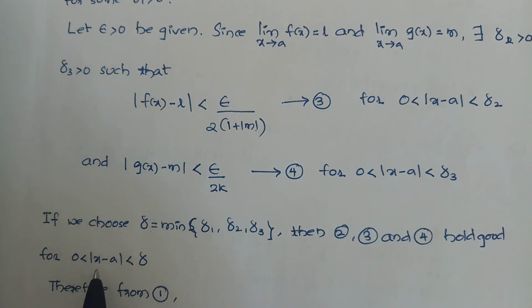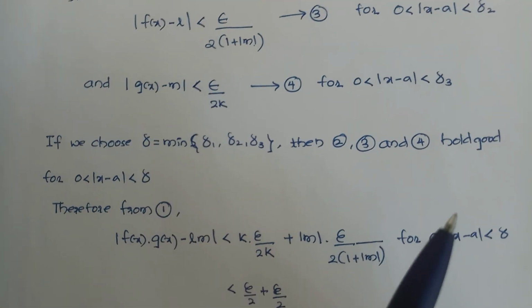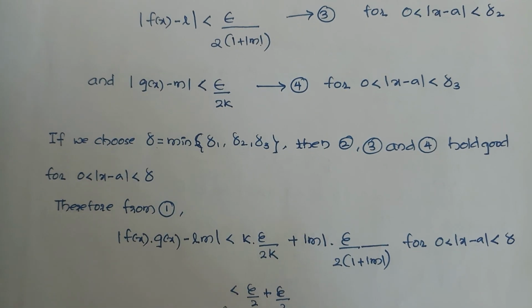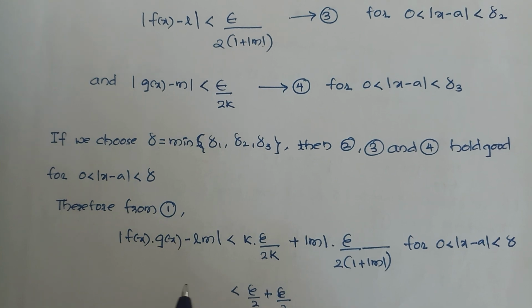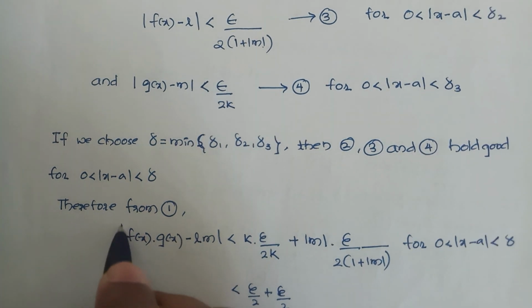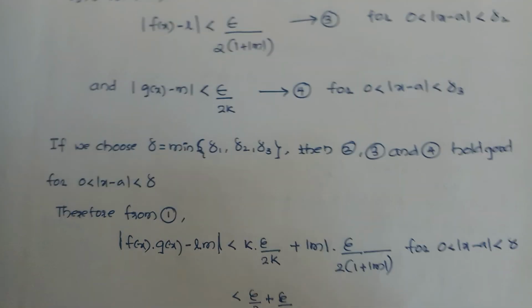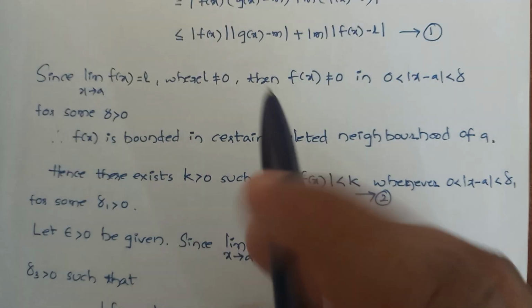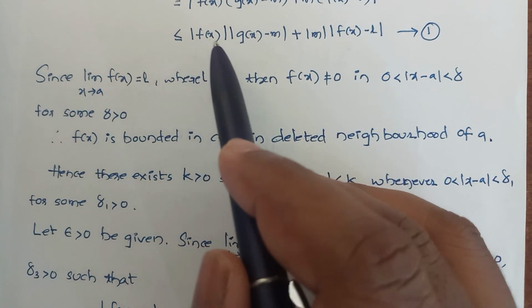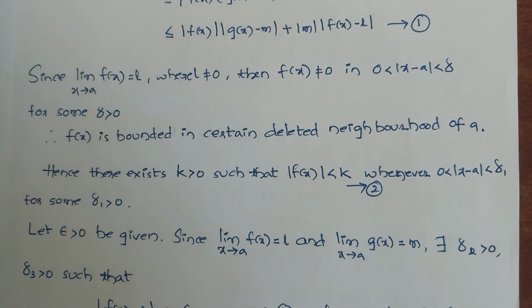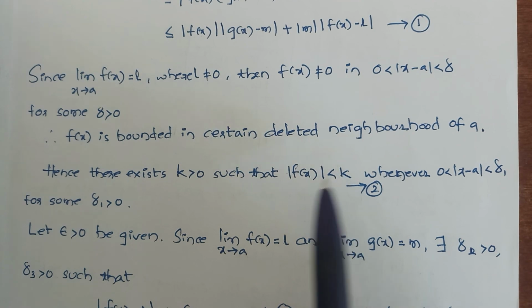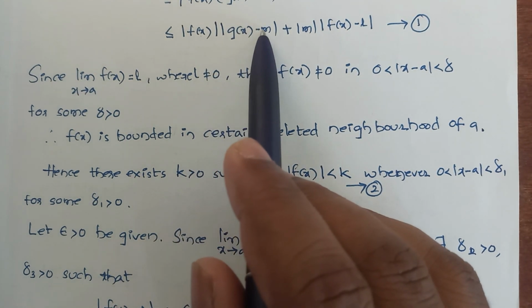So this becomes okay. Therefore from equation 1, if I substitute the values of 2, 3 and 4, then it will become modulus of f(x) into g(x) minus L into m is less than or equal to modulus of f(x) times modulus of g(x) minus m, and you know that modulus of f(x) is less than what? k. So substitute the value of k, and you know that modulus of g(x) minus m is what?